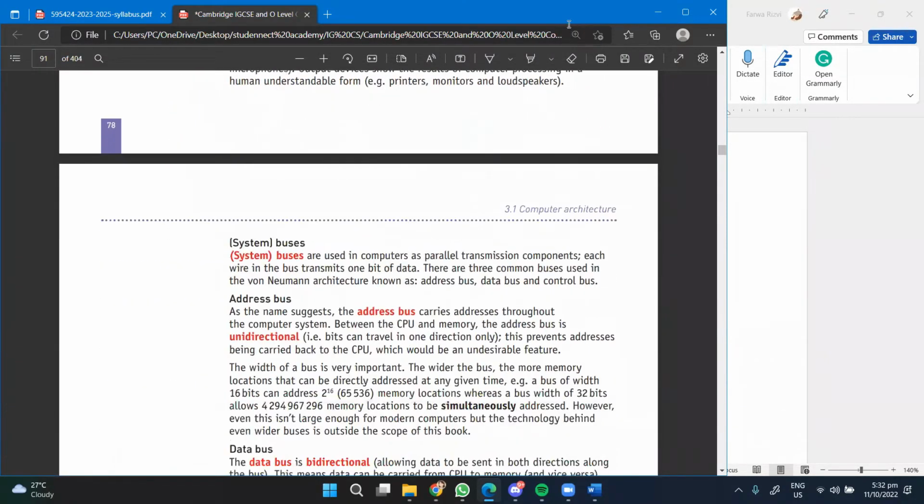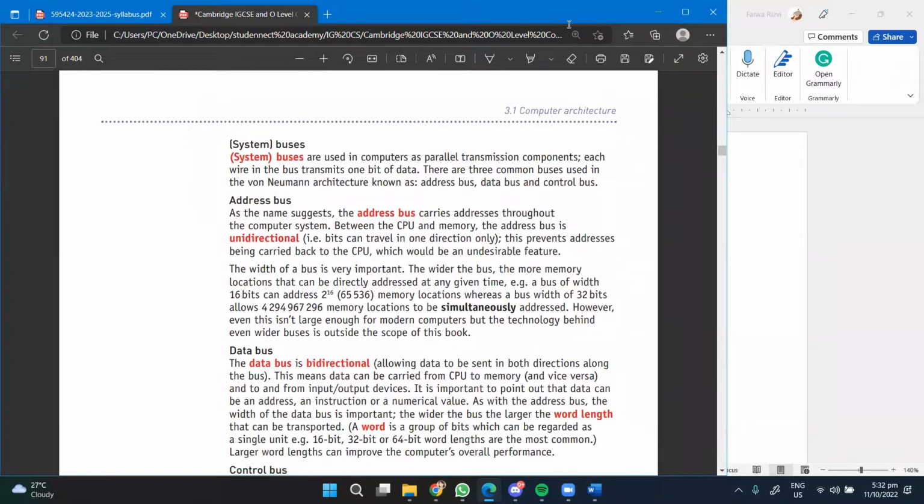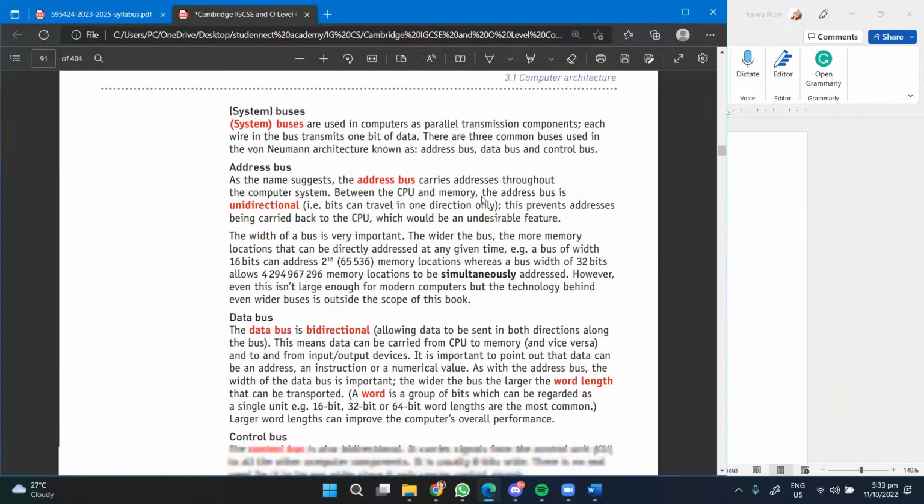All right. So these are the descriptions of the system bus, address bus, and data bus. The system bus uses parallel transmission, which is covered in chapter 2. We're going to look at that a little bit too, but basically parallel transmission means that it's simultaneously transferring data to and from. The system bus consists of the 3 main buses that we talked about, which are the address bus, the control bus, and the data bus. Okay. Each wire in the bus transmits 1 bit of data. There are 3 common buses used, which we said as well: address, data, and control.